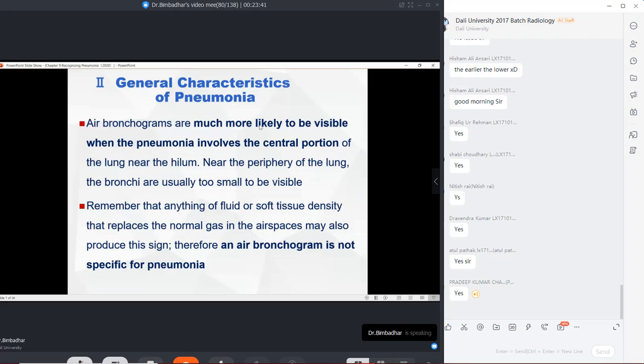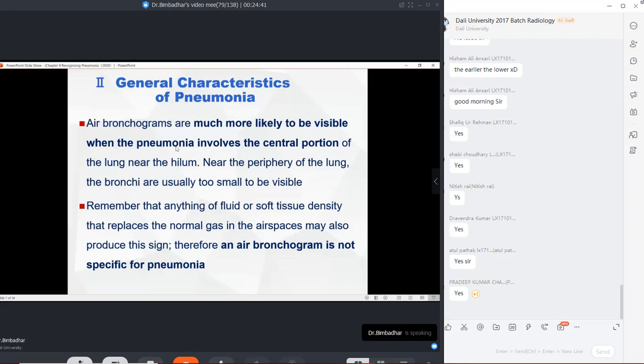So they are more likely to be visible if the pneumonia involves the central portion of the lung near the hilum. So air bronchograms are generally seen only in the lung that is involved near the hilum, because the pathogen enters through the trachea, and the alveoli near the hilum are completely filled up, and then the bigger bronchi, let us say the primary bronchi, are bigger and patent. But they are not as visible over the peripheries because they are much smaller and much narrower.